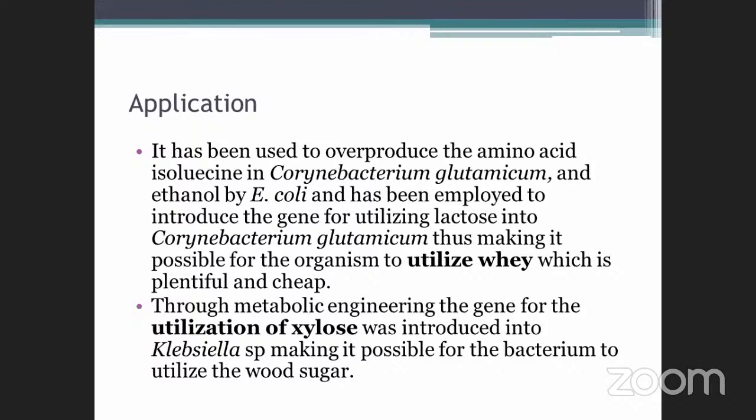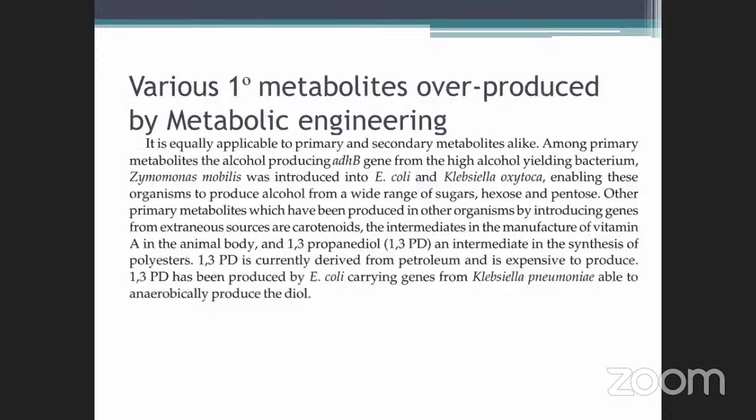So the application is to overproduce the amino acid of high value in Corynebacterium glutamicum, and ethanol has equally been employed to induce the gene for utilizing lactose in Corynebacterium glutamicum, thus making it possible for the organism to utilize the whey, that is the dairy product based, which is a plentiful and cheaply available raw material. So through metabolic engineering, the gene for the utilization of xylose was introduced into the Klebsiella species, making it possible for the bacteria to utilize wood sugar, because wood sugar contains xylose.